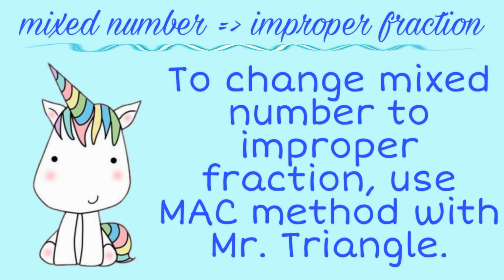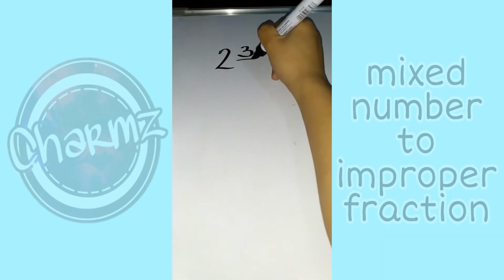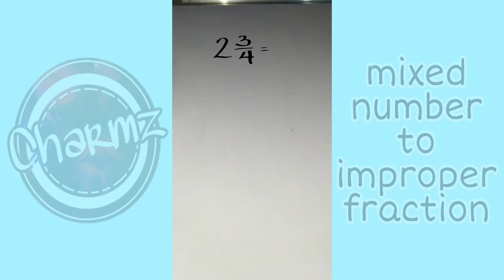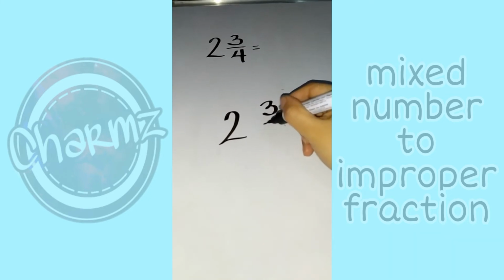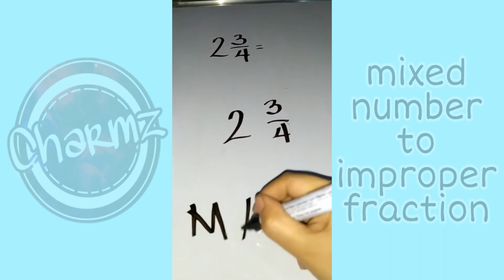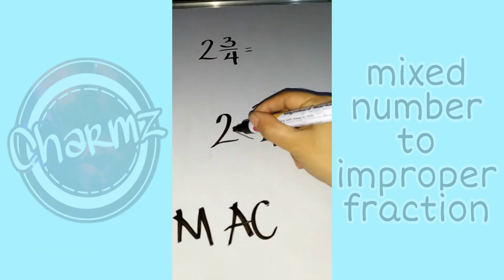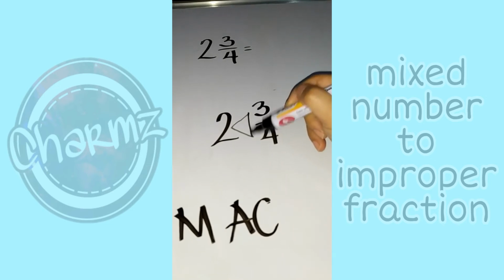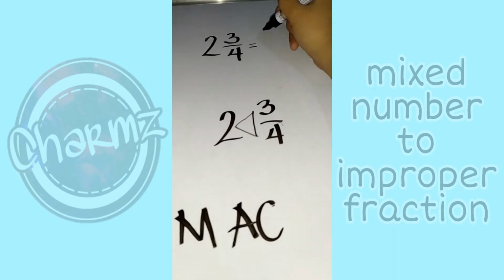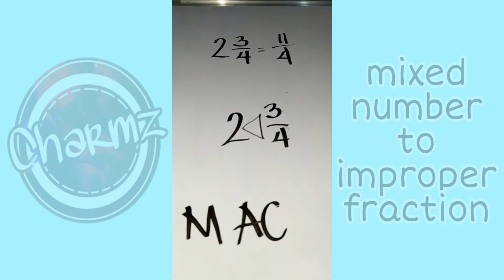To change mixed number to improper fraction, use MATH method with Mr. Triangle. Let's change 2 3/4 to an improper fraction. Here I use the MATH method: multiply, add, copy. So multiply denominator by whole number. 4 times 2 is 8. Plus 3, 11. Then over 4. This is my triangle. So we have 11 over 4. That is what I call the MATH method with Mr. Triangle.